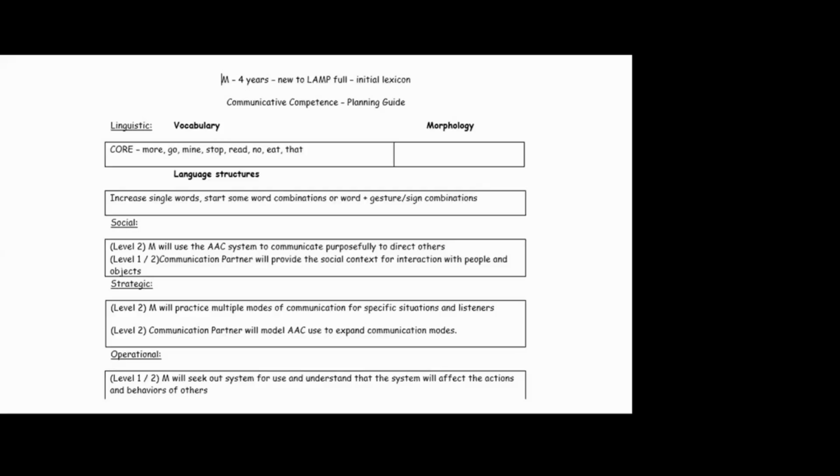Here's another one. This is an early communicator, and these are some initial lexical considerations. So here you see, pulled directly from Banajee's list: more, go, mine, stop, read, no, eat, that. These are the words we're going to be working on with this child who is a really emergent communicator. These are some things that he needs to be working on, okay? And for our language structures, we're going to increase single words and maybe start some word combinations. A good goal is to increase single words when you're just starting out, or some word plus gesture or sign combinations. That's another really good goal, okay?